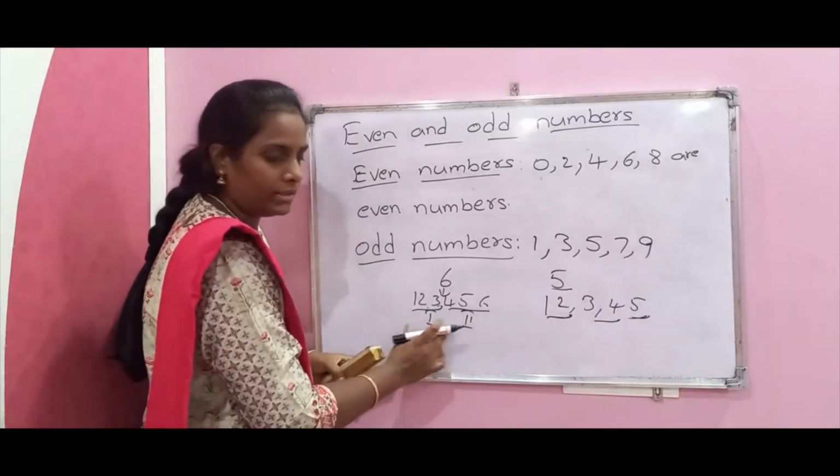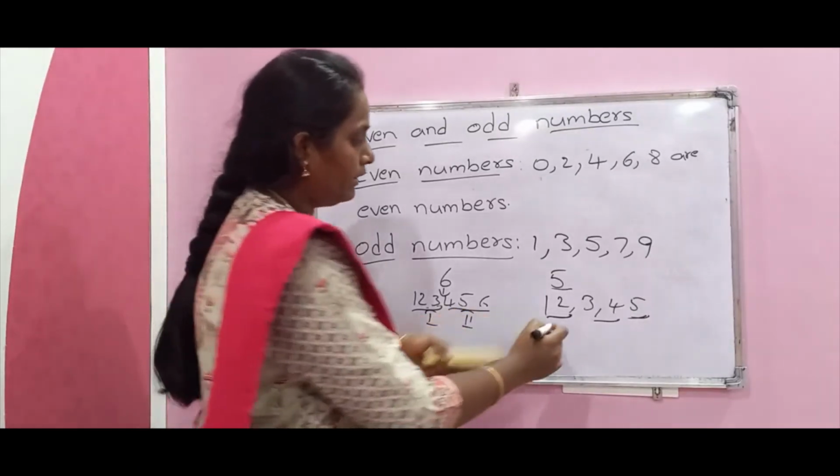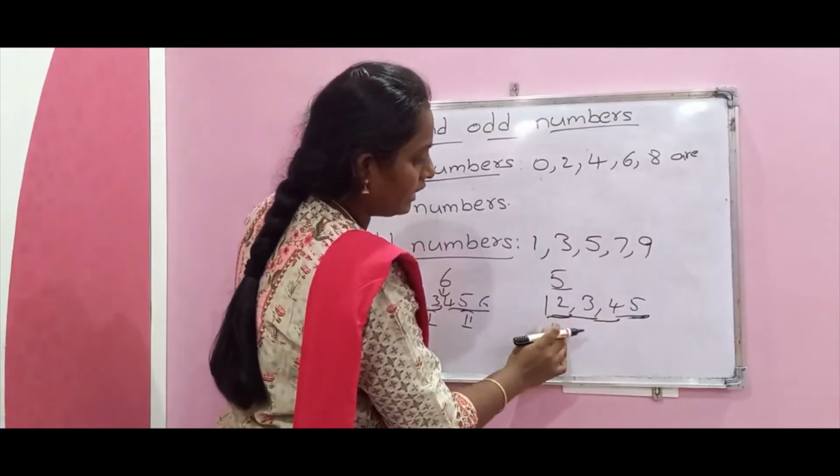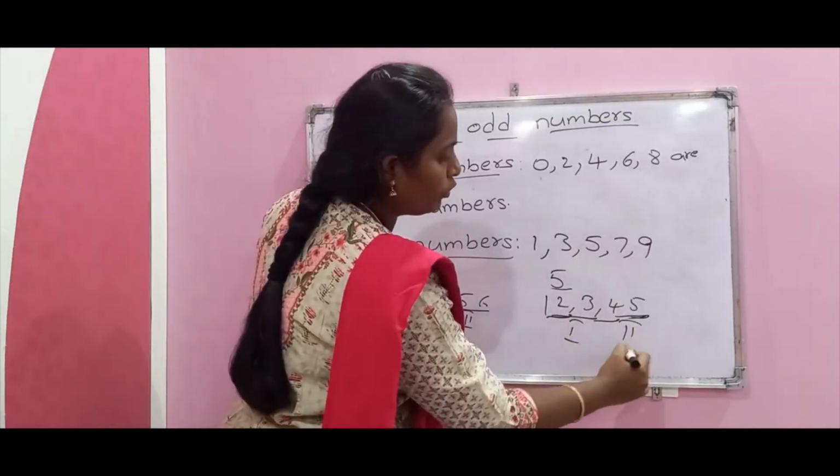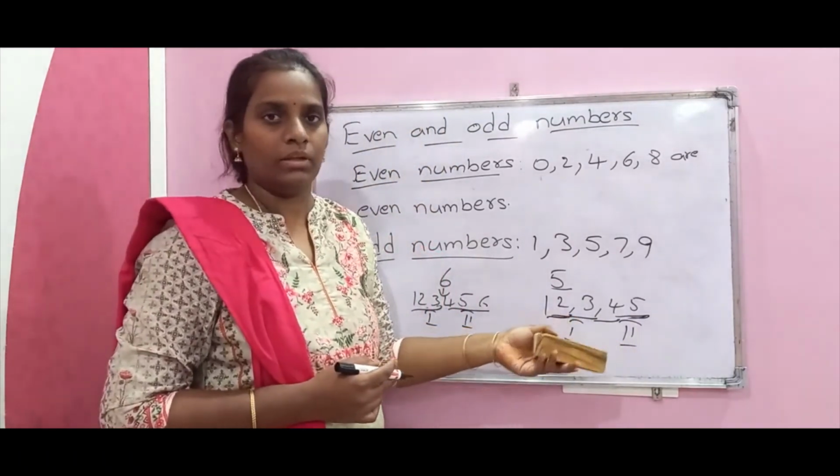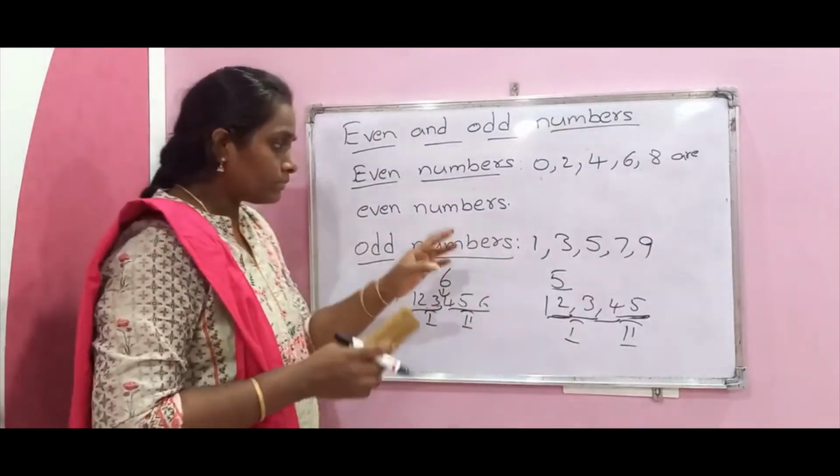Here equal pairs are there, here equal pairs are there. But if we pair 3 members, here 3 are there in the first group, in the second group 2 are there. We cannot pair. This is the odd number.